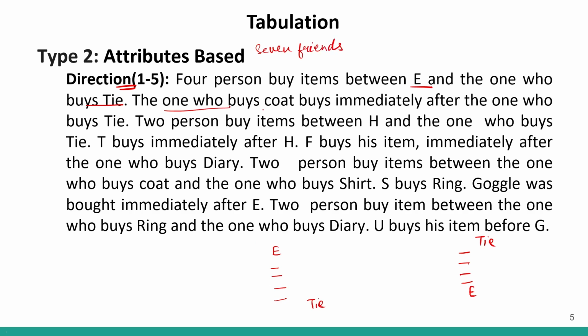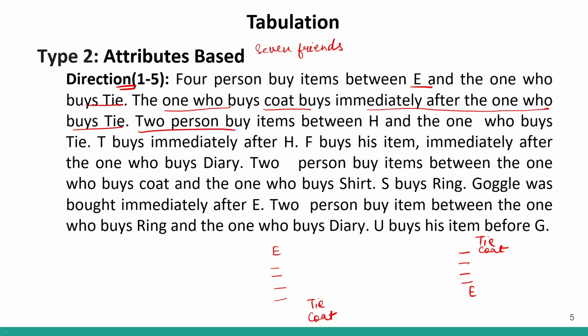The one who buys coat buys immediately after the one who buys tie. Now, if I look at possibility number 1, 1, 2, 3, 4, 5, 6, 7 are already placed. If I look at possibility 2, 1, 2, 3, 4, 5, 6 people are placed up till now.